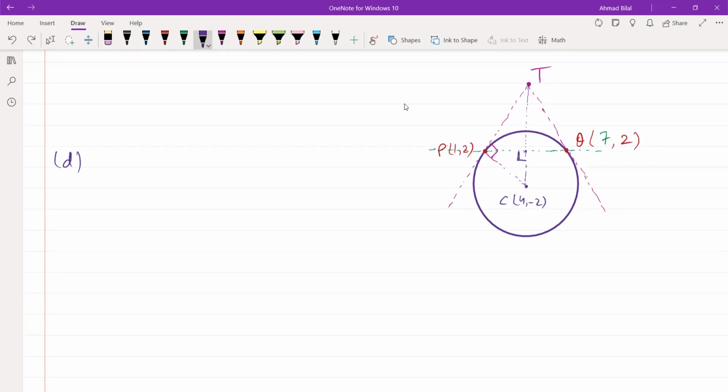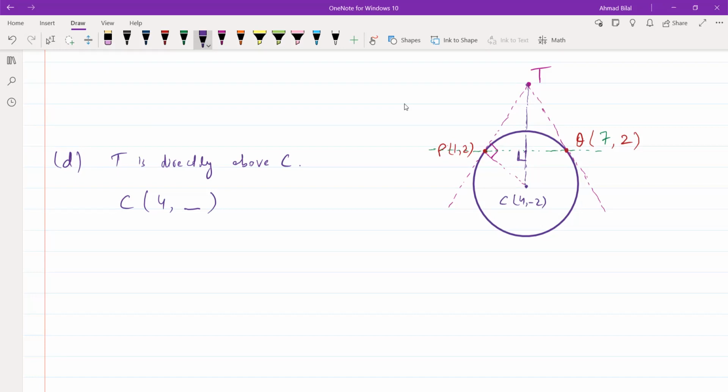यही आपके पास line जाके T को भी cut करती है, right? Because it passes through the midpoint of that chord. That's where T is. So T is directly above C, right? T is directly above C. What that means is the x coordinate is going to be the same, right? So x coordinate हमारे पास C का क्या हो गया? That has to be 4. We only need to find the y coordinate now. ठीक है? Y coordinate कैसे find कर सकते हैं?